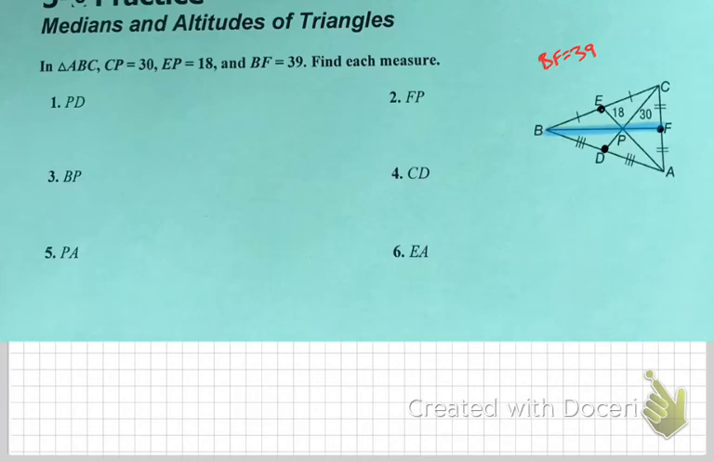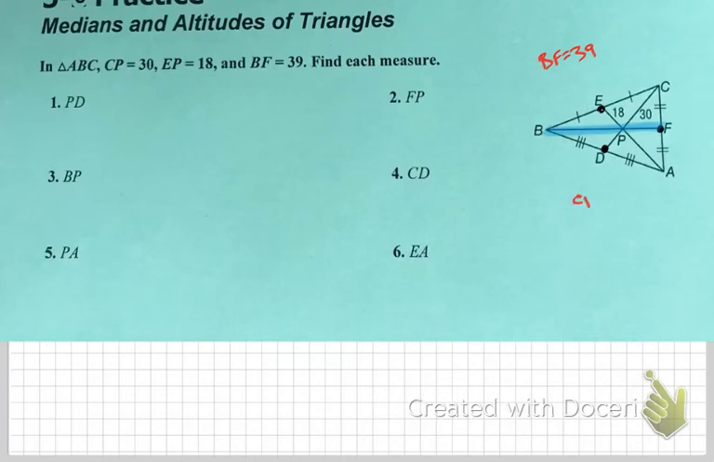So let's go ahead and look at number 1. Number 1 is asking us to find the length of PD. PD is right here. Now we know that CP, or PC, is 30. My advice is to find the length of the entire median first, then you can find everything else.